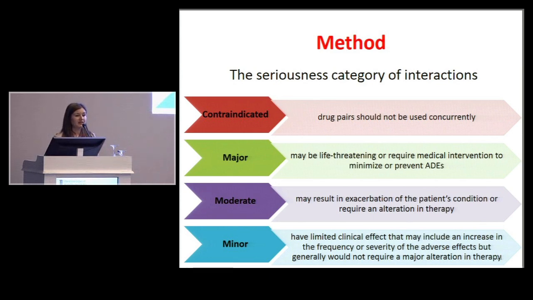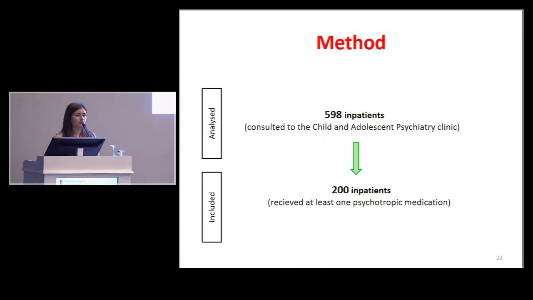It shows us the severity of the interaction. When we say contraindicated, drug pairs should not be used concurrently. When we say major, it may be life-threatening or require medical intervention to minimize and prevent adverse effects. When we say moderate, it may result in exacerbation of the patient's condition or require an alteration in therapy. And when we say minor, it's limited clinical effect that may include an increase in the frequency or severity of the adverse effects, but generally would not require a major alteration.